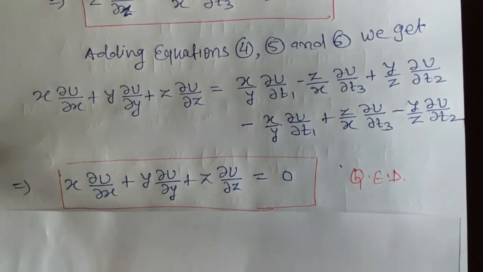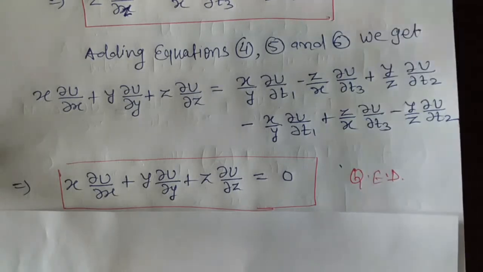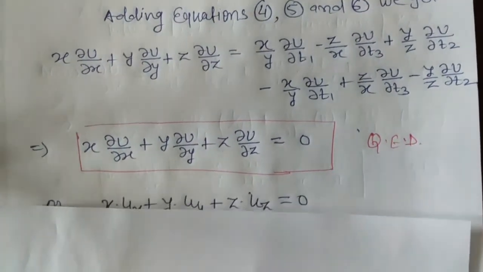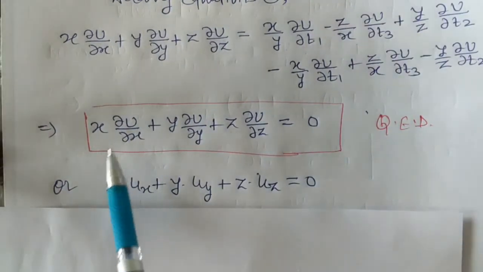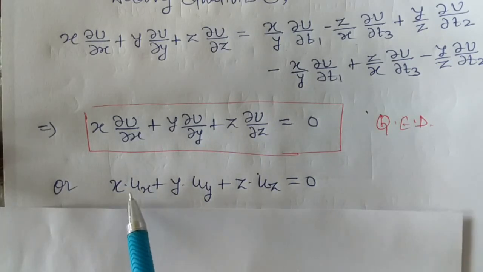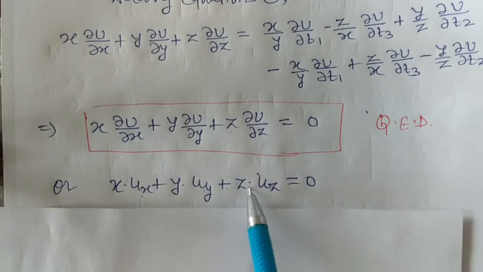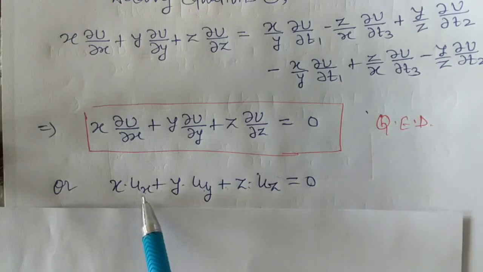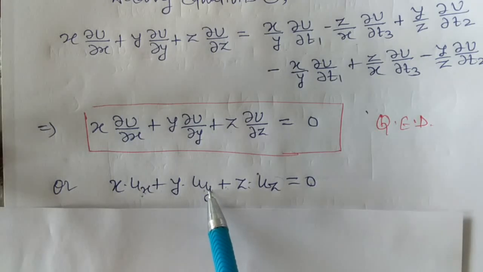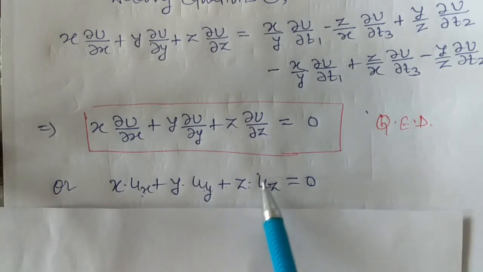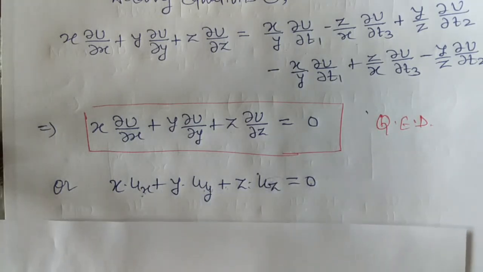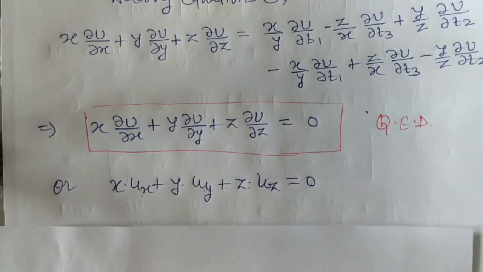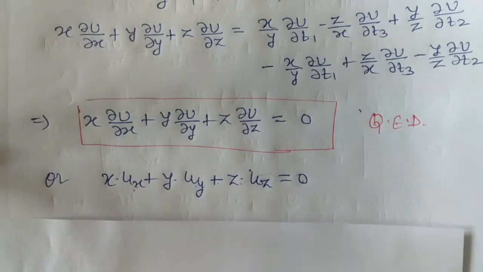And this is what we were required to prove using the derivative. This expression also can be written as x ux plus y uy plus z into uz equal to 0, where ux is del u by del x, uy is del u by del y plus uz is del u by del z. In next video we will take few important university questions on total derivative.